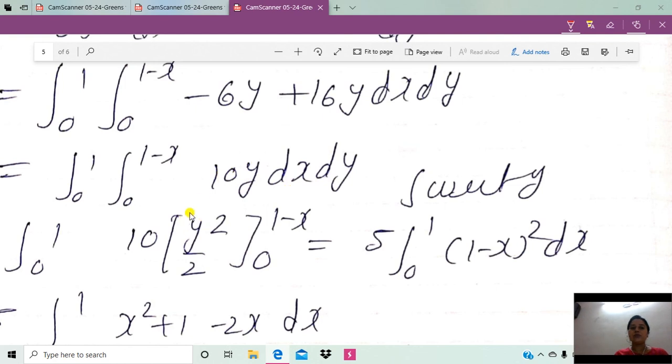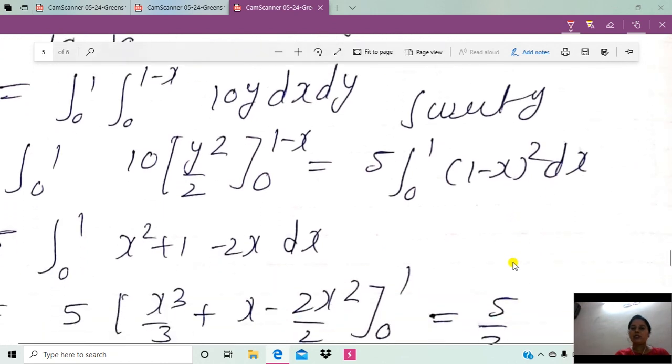So the integration of 10y will be 10y square by 2, and the limits are from 0 to 1 minus x. And when we put upper limit minus lower limit, the integration is now 5, integration between the limits 0 to 1, (1 minus x) square dx. When we put upper limit minus lower limit, this value will be 5 (1 minus x) square. And now we have to integrate it a second time with respect to x. So before integrating, we open the bracket using the formula (a minus b) whole square. So it will be a single integration between the limits 0 to 1, (x square plus 1 minus 2x) dx.